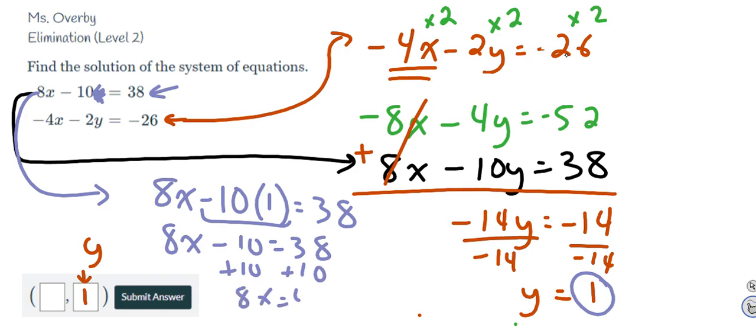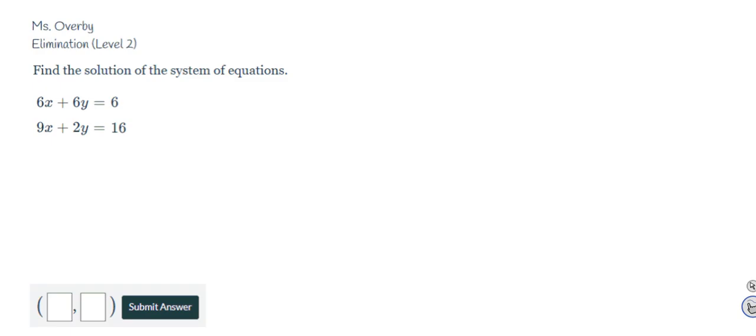8x equals 48. Divide both sides by 8. X equals 6. Okay, so that is our x, and we're done. So once again, we're using algebra instead of graphing, but if we did graph these two lines, they would intersect at the point (6, 1). All right, so that's really our new thing: we are making a wish and making it come true.